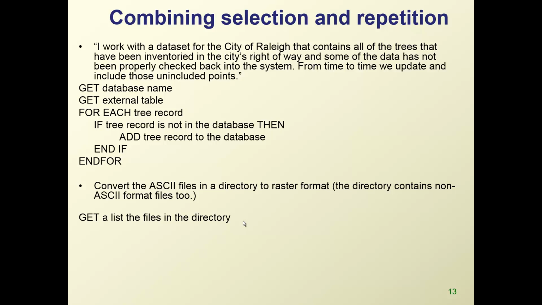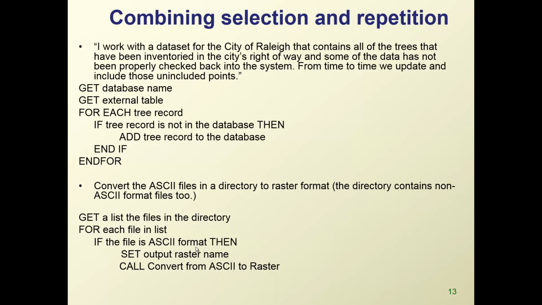But inside there, you need to make a decision. So your for loop should line up with your get. And then you start indenting, because now you're doing stuff inside of a repetition. And then you need to make a decision, so you're branching. So you do that, and then you're deciding, well, is the file in an ASCII format or not? If it is, then you set the output raster name, call the convert ASCII to raster, and you end your if, because that's all you're doing inside of there, and you're ending your for.